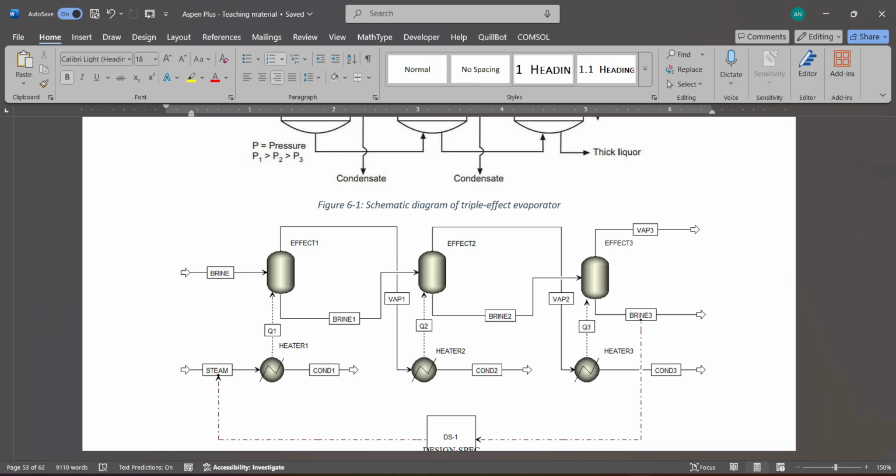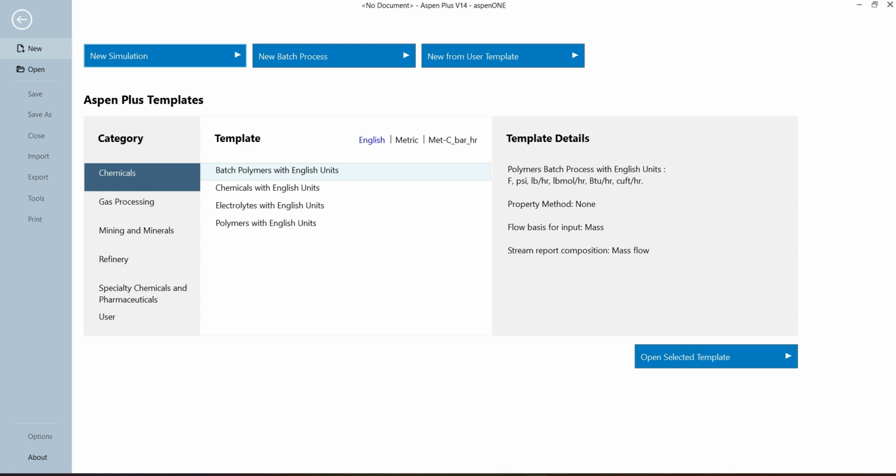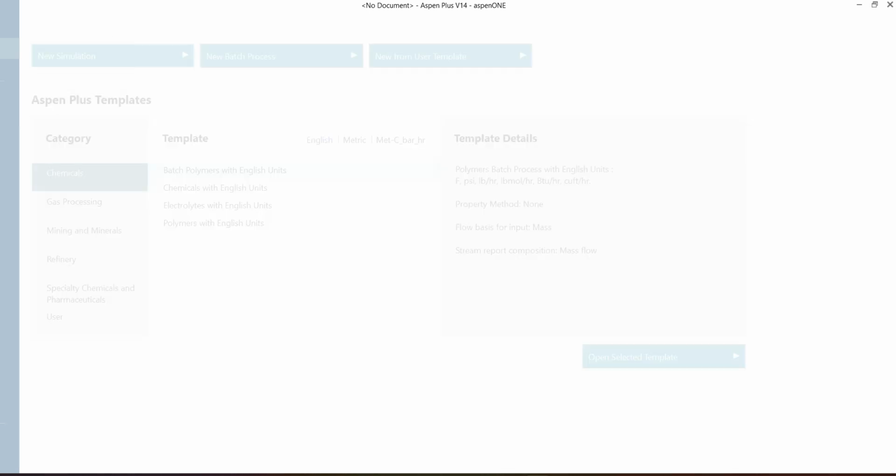To obtain the required concentration, we can use a design specification to iteratively vary the steam flow rate such that a minimum flow rate of steam is obtained to achieve the desired concentration of the brine solution. So this is the problem statement. Let's jump into Aspen Plus and solve this case study. So let's open a new simulation without any default template.